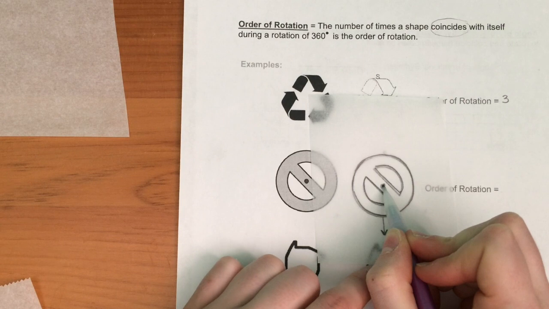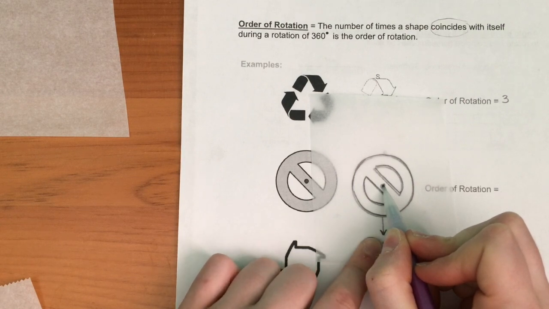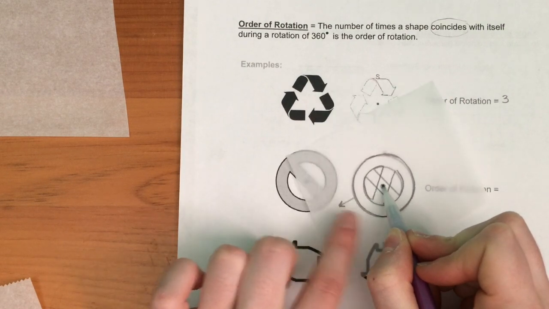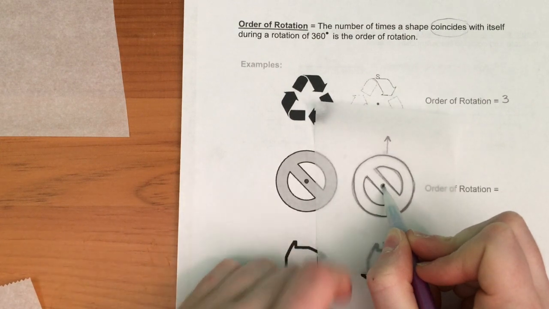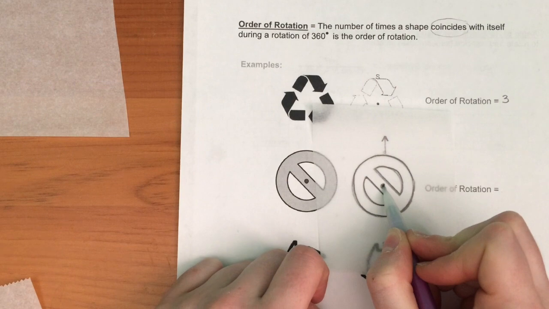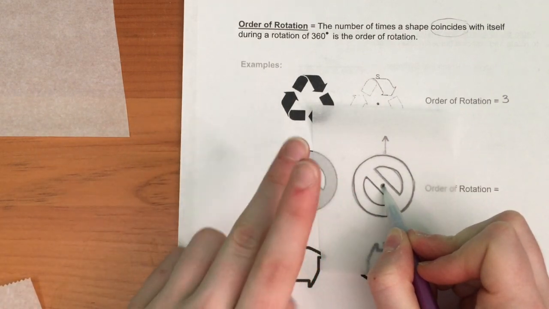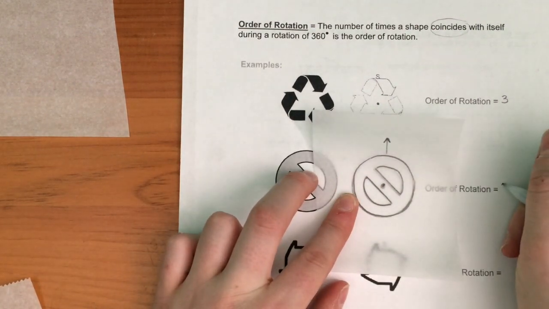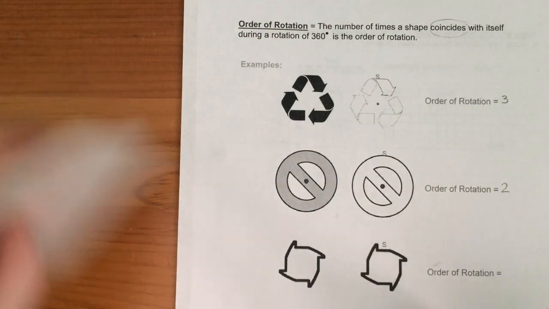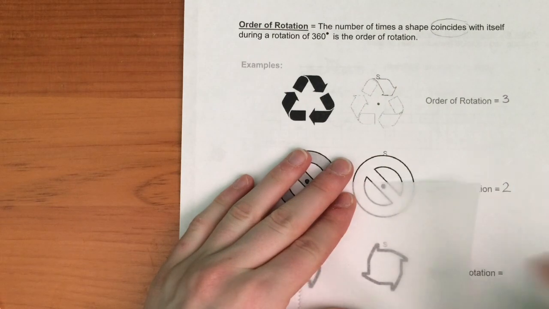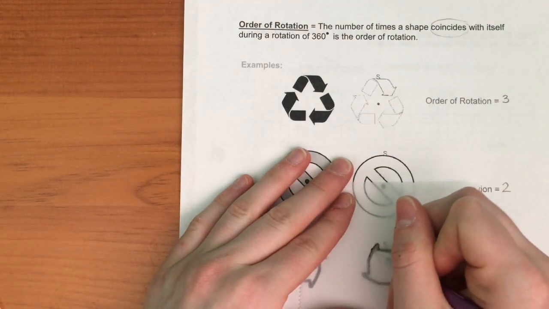itself. So that's 1 because my arrow is all the way down at the bottom here. And if I keep going around, whoop, there's 2, and now it's back at the top where it originally started. So this one overlapped itself twice in that 360-degree turn, so I can put that my order of rotation is 2.